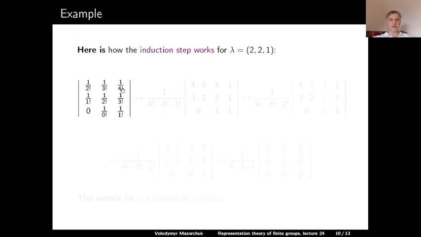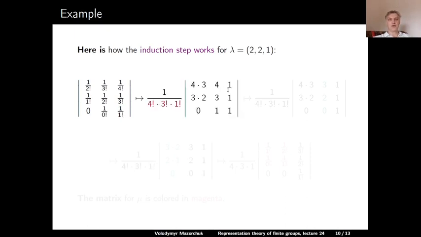We have already seen it as an example. So we move 1 divided by 4 factorial from the first row, 1 divided by 3 factorial from the second row, and 1 divided by 1 factorial from the third row. So this is the outcome.